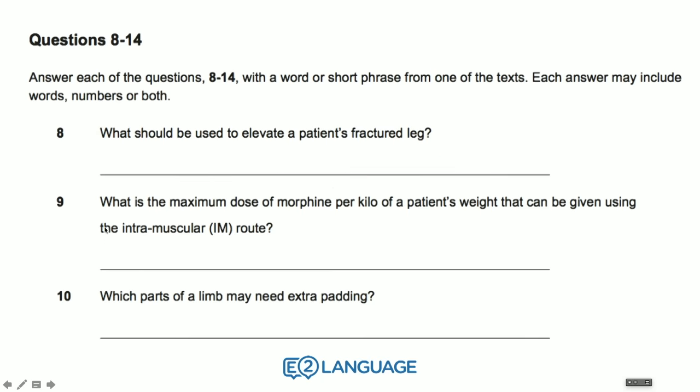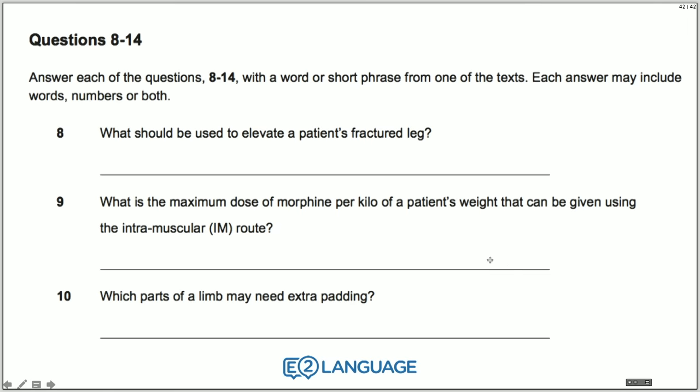Let's look at number 9. What is the maximum dose of morphine? Now we know we're going to look at text C to find the answer here. Per kilo of a patient's weight that can be given using the intramuscular route. What type of answer do you think is going to fit here? Is it going to be a name of something, a number perhaps? Well, we're looking at maximum dose.